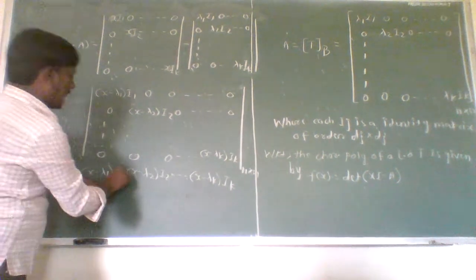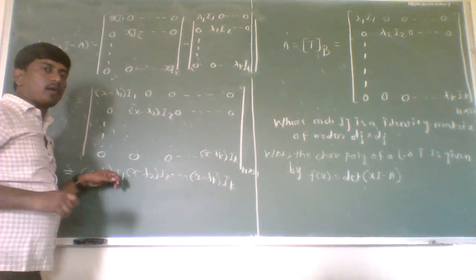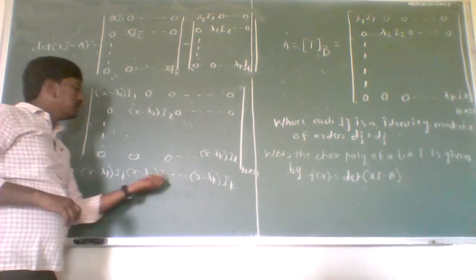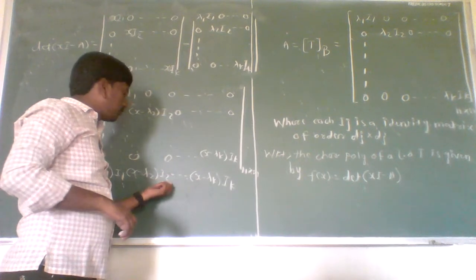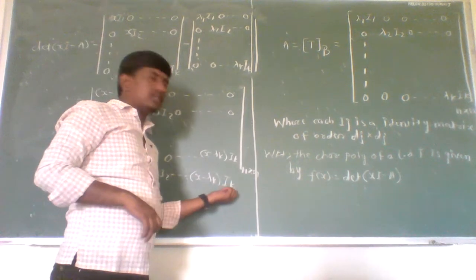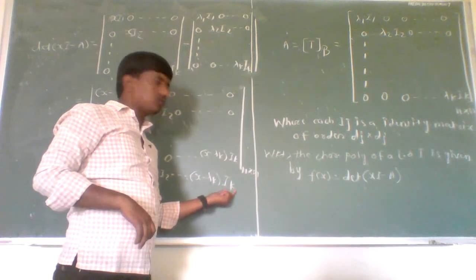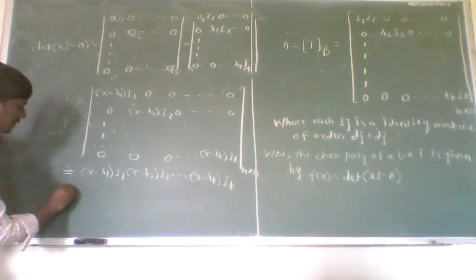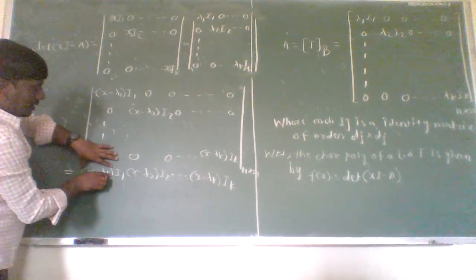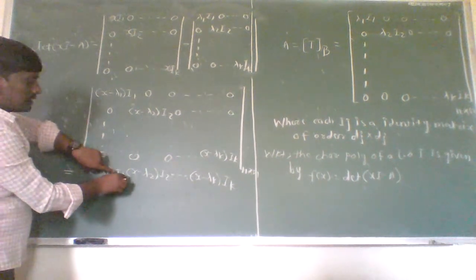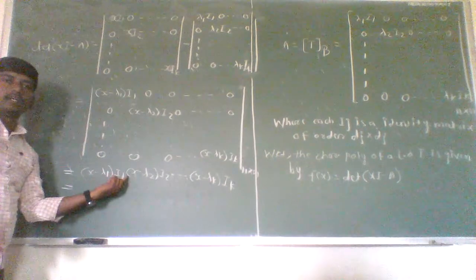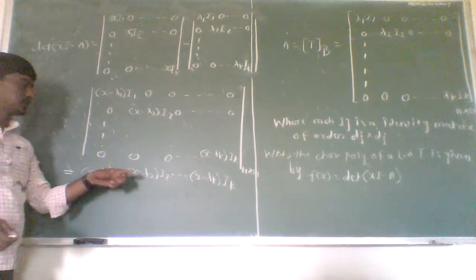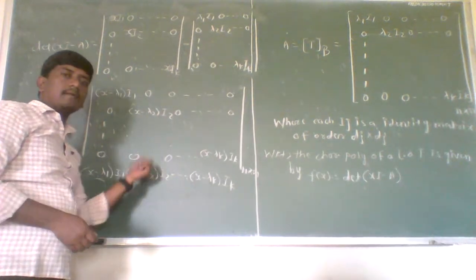But here each I1 is a square matrix of order d1 cross d1, I2 is a square matrix of order d2 cross d2, and so on. Ik is a matrix of order dk cross dk. Then its determinant, x minus lambda 1 I1, is a determinant of order d1 cross d1. Then this x minus lambda 1 is repeated d1 times. Similarly, x minus lambda 2 is repeated d2 times.